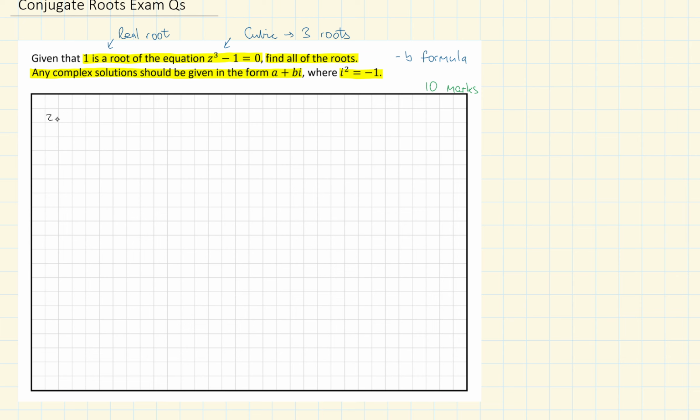So we have z equals 1 is a root. So that tells me that z minus 1 is a factor. I'm going to divide this in. If it's a factor, it'll divide in evenly.